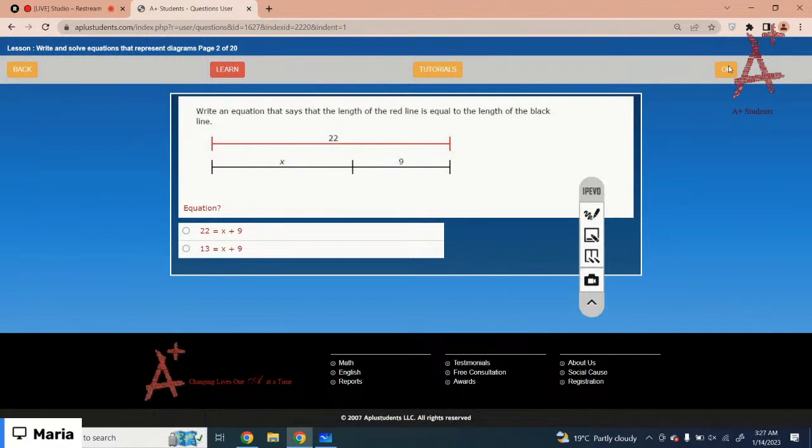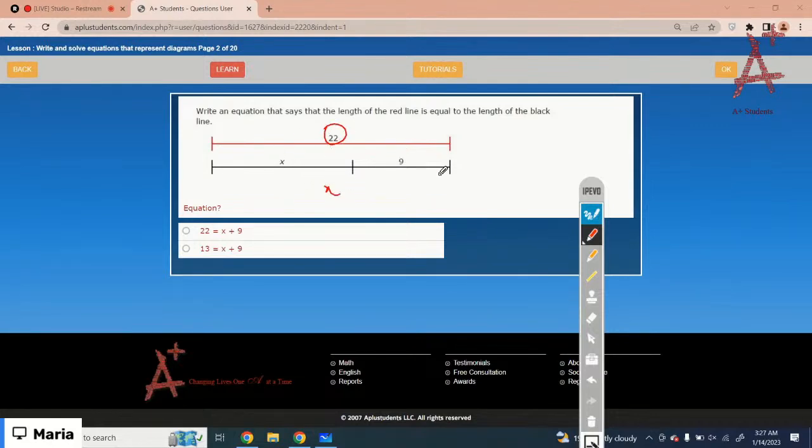Okay, write an equation that says the length of the red line is equal to the length of the black line. So which of the options is the correct one? The length of the red line is 22 and the length of the black line is x plus 9. Got it? So just write the length of the black line, it is x plus 9, and the length of the red line is 22. So that equals x plus 9 equals 22. Got it? So that means option number 1 is the correct option.